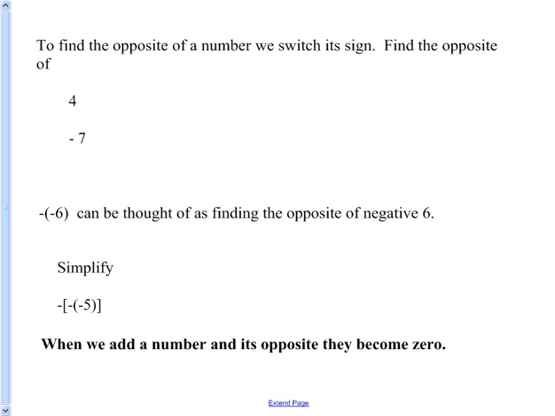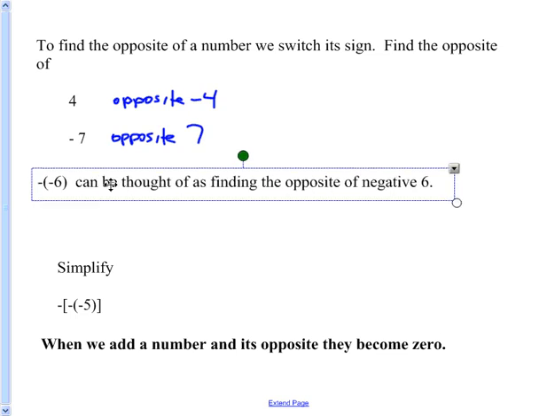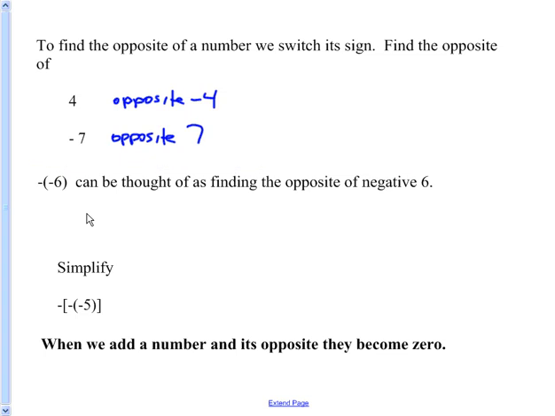And to find an opposite, basically we just switch its sign. So if we looked at the last one, 7 and negative 7 are actually opposites of each other. So the opposite of 4, its opposite is negative 4. The opposite of 7, or sorry, negative 7 is positive 7. So here's what they're going to ask you to do a little bit in this section. What happens if I have something like this, where I want the opposite of negative 6? Well, the opposite of negative 6 is really 6.